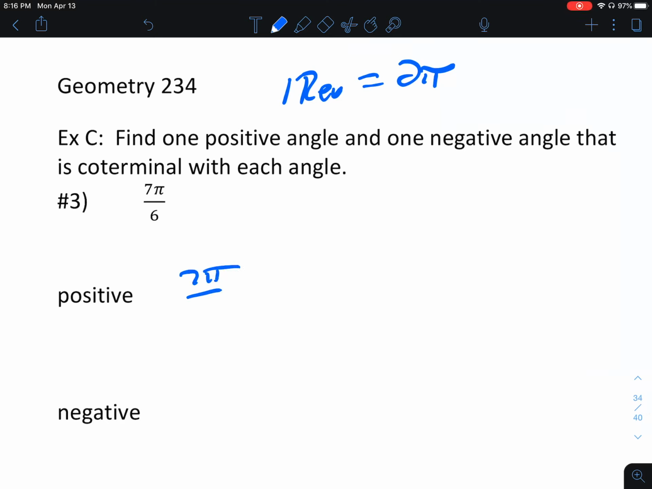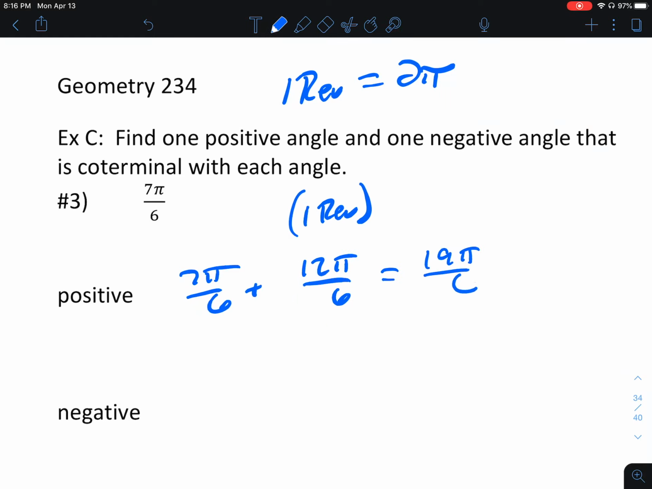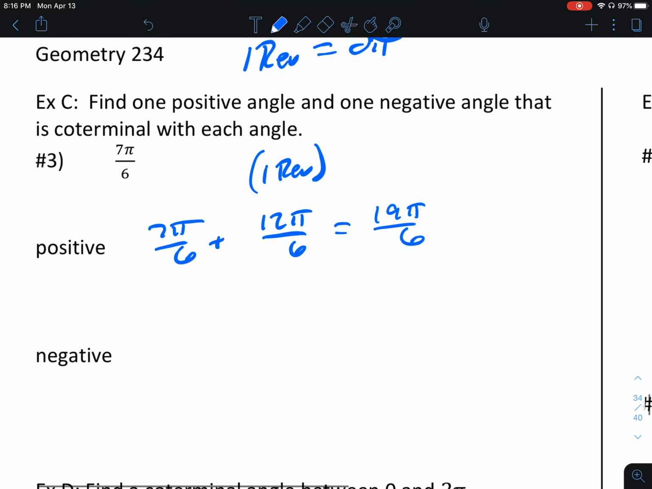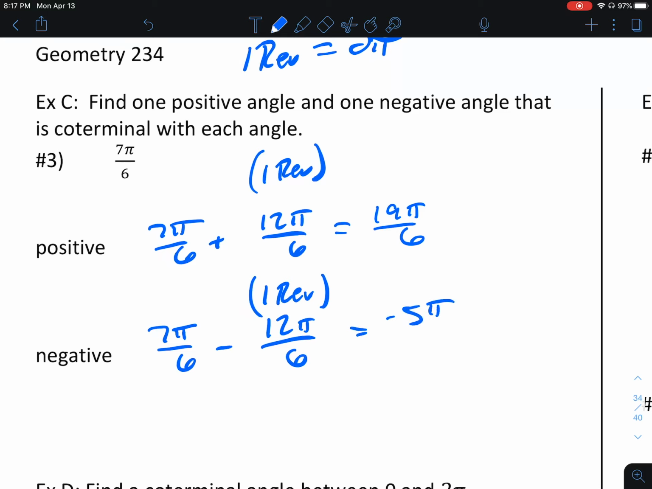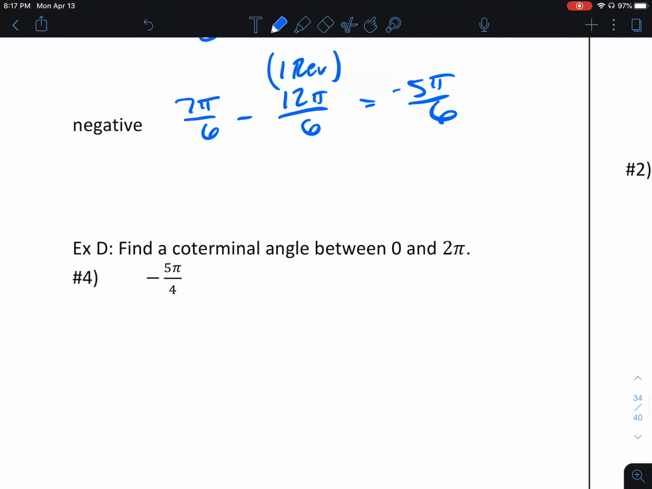So if I got 7 pi over 6 and I want to find a coterminal angle that's positive, I'm going to add a complete revolution to this. A complete revolution is 2 pi. 2 pi written as a fraction with 6 on the bottom is 12 pi over 6. That's going to give us 19 pi over 6. For a negative coterminal angle, I'm going to subtract a revolution or a multiple of revolutions from this. If I subtract 2 pi, which is 12 pi over 6, from this, I'm going to get negative 5 pi over 6. Example D, find a coterminal angle between 0 and 2 pi.